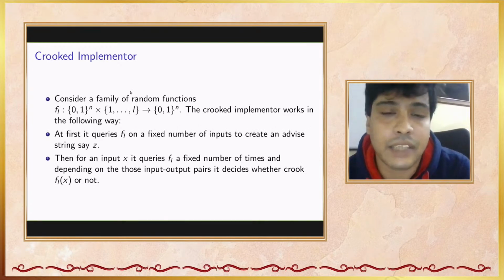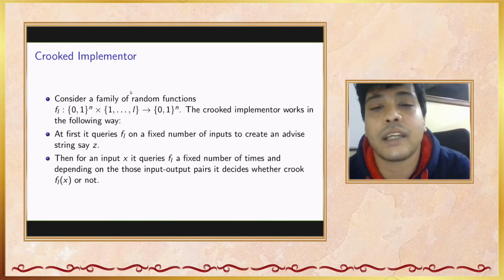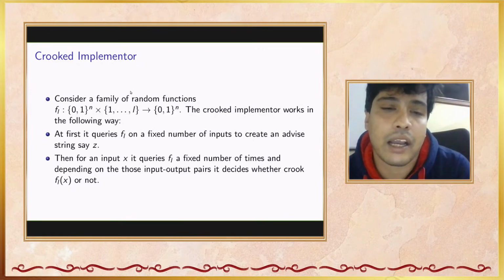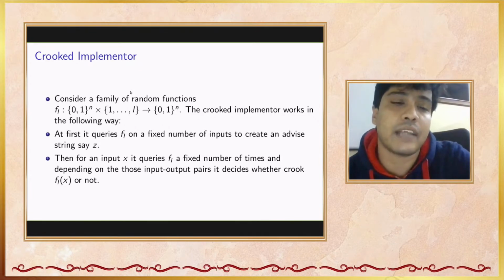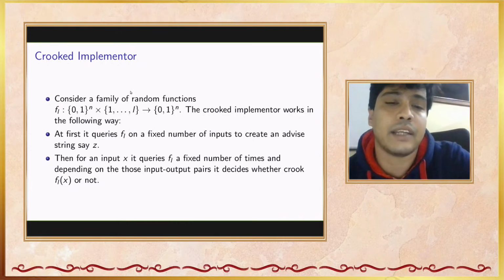So it has X and FL. Then basically it queries FI at some point Y, and depending on the input X and its output Z, it queries FI at some point Z and gets the output W. Then depending on the pairs Y, X, L and I, W, Z, it decides its next query, and it goes on like this for a fixed number of times, say Q tilde.